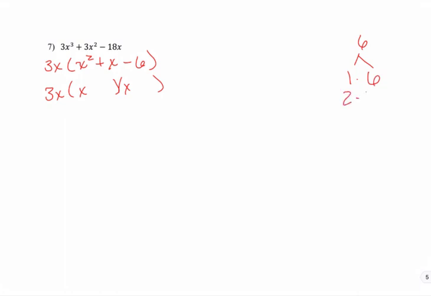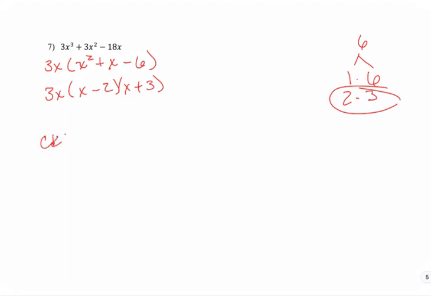And for our last example, we pull out our greatest common factor, and we have 3x, and we're left with x squared plus x minus 6. And we want two factors of 6 that subtract to give us 1, which of course are 2 and 3. So we have 2 and 3, and 3 is the larger, so it gets the plus sign.